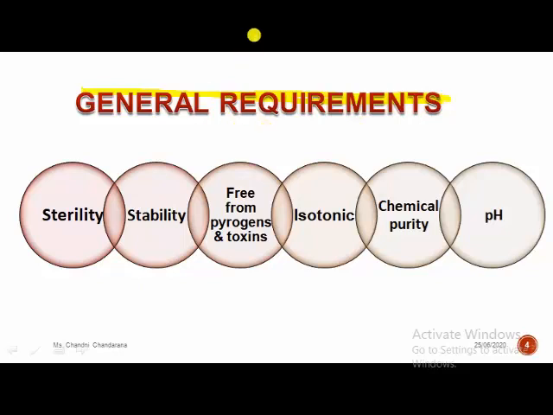These are the general requirements we should maintain while preparing parenteral preparations. Whatever parenteral preparation is there, it should be sterile, it should be stable, it should be free from pyrogens, it should be isotonic, it should maintain chemical purity and it should have a specific pH. We will see in detail. First is sterility.